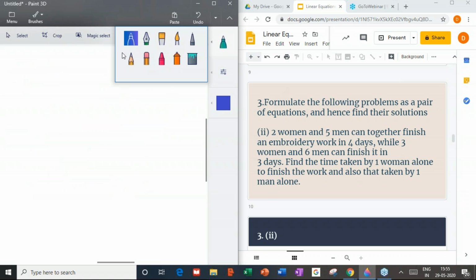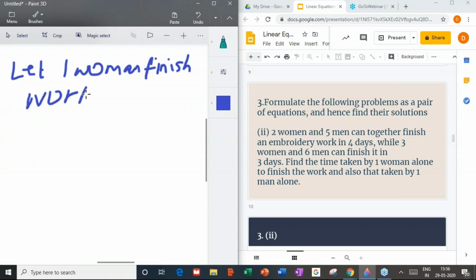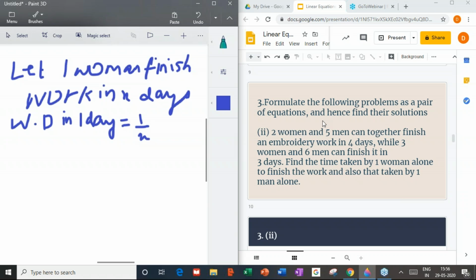So what are they saying? We are going to first define x and y. Let one woman finish work in X days. Statements are very important here, so ensure you are writing everything. Which means work done in 1 day, I'm just writing WD, in 1 day is nothing but 1 by X. Am I right?